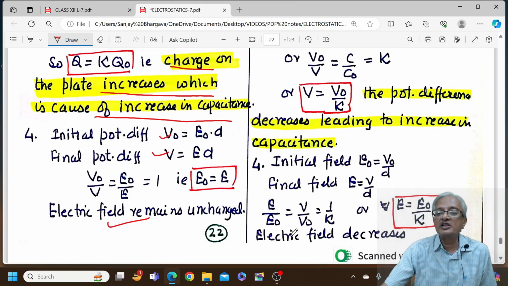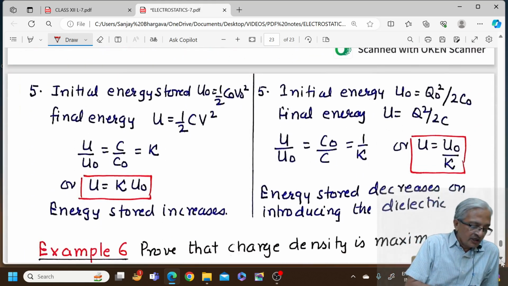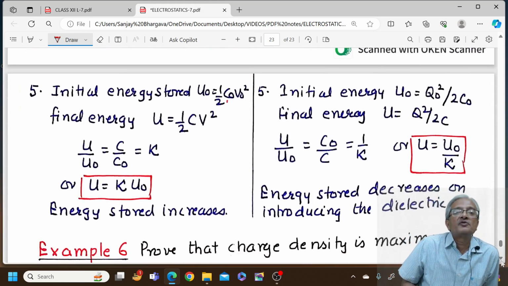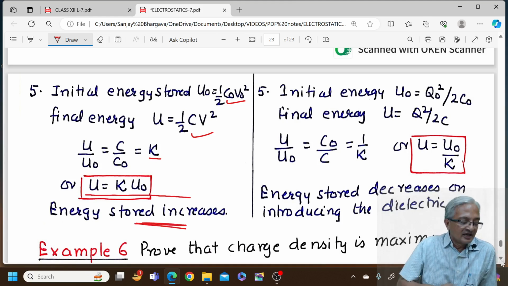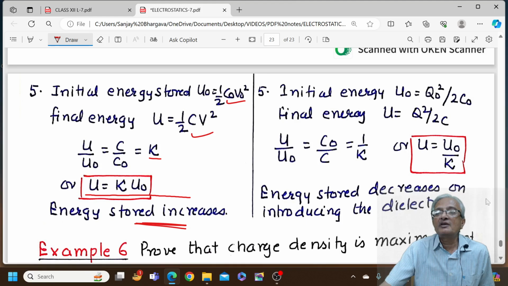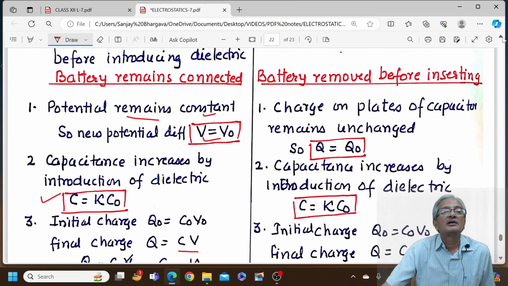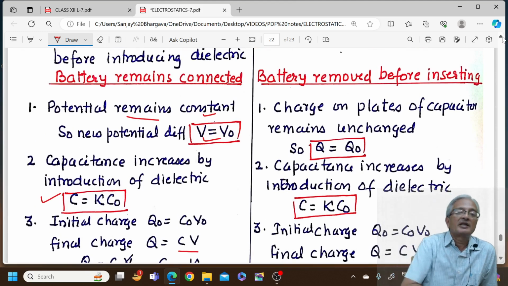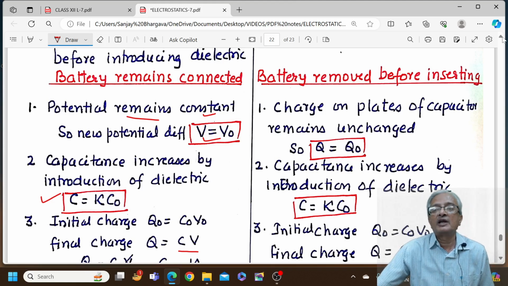What happens to the energy stored? Initial energy stored is U0 equals half C0 V0 squared. Final is half CV squared. So U upon U0 would be C upon C0, which is K. So the energy stored also increases in this configuration. So here we have taken into account what happens when the dielectric is inserted and the battery remains connected. Now remove the battery before insertion of the dielectric.